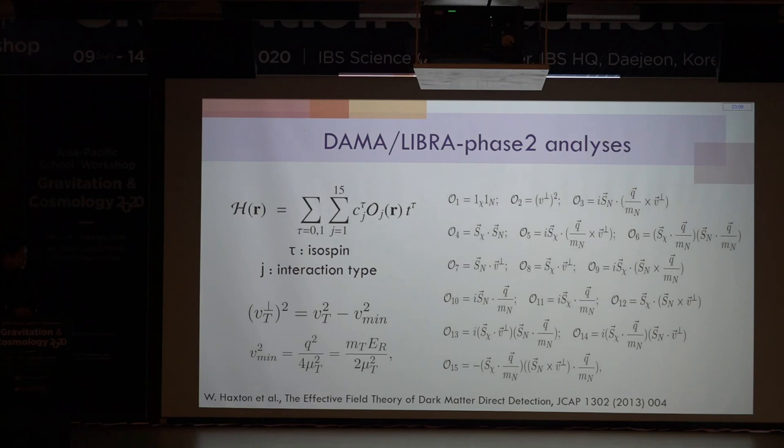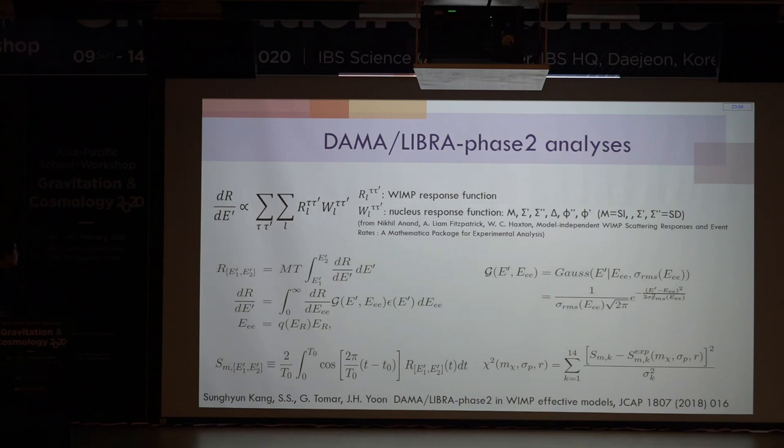And then we can calculate the event rate, especially the differential rate. We can factorize it with 2 response functions, which are of WIMP and target nucleus, according to Haxton's paper. And we can also calculate the modulation amplitude S_m in cosine transform of R. And we can construct chi-square like this.